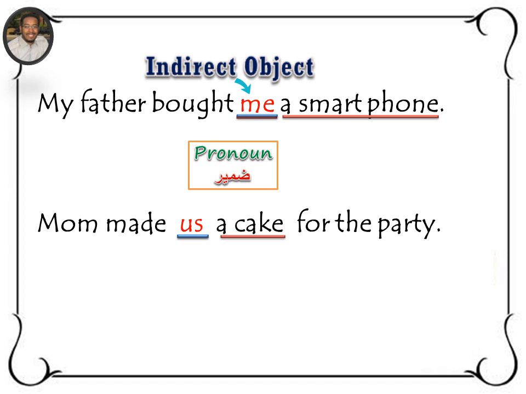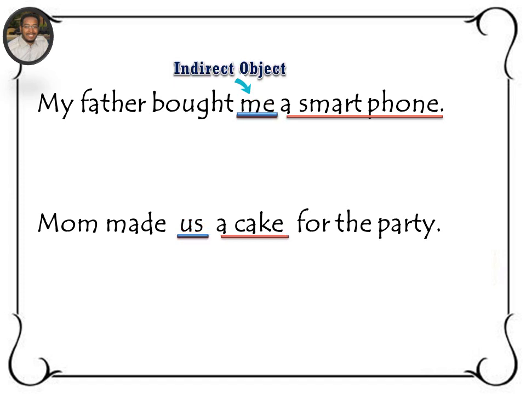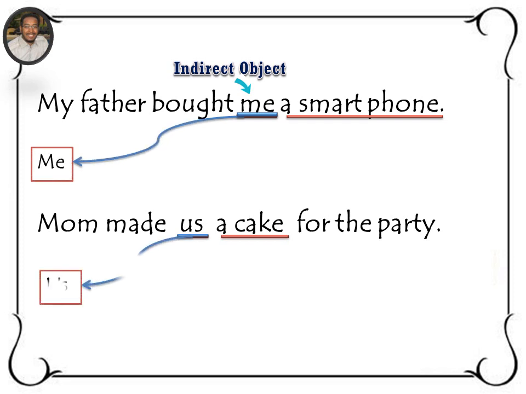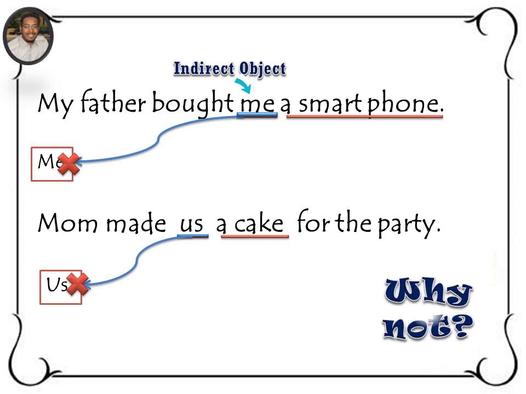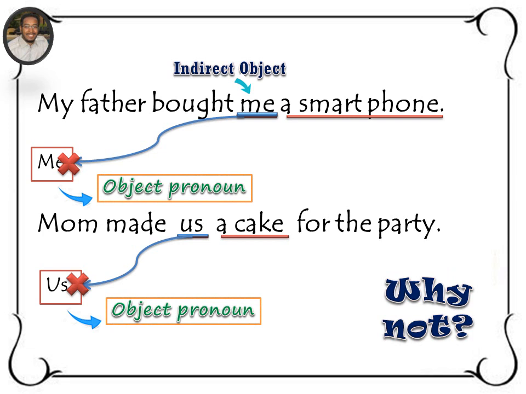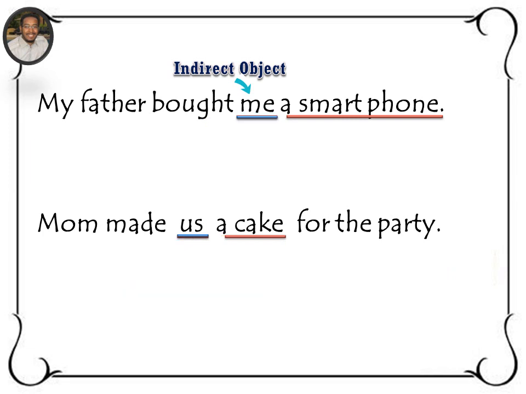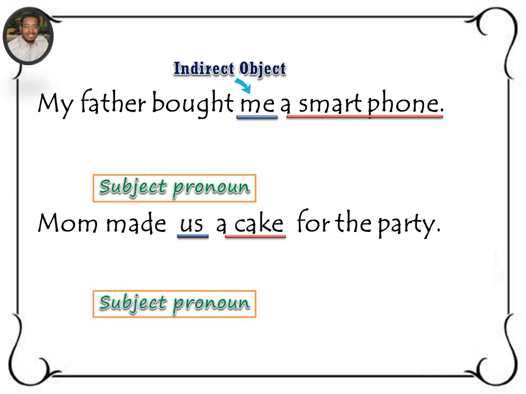So how can we make the passive in sentences which include pronouns instead of nouns? So in the first step, can we start our sentence with me and the second sentence with us? Of course, no. But why not? Exactly, because these are object pronouns. And what do we need? Yes, we need a subject pronoun.